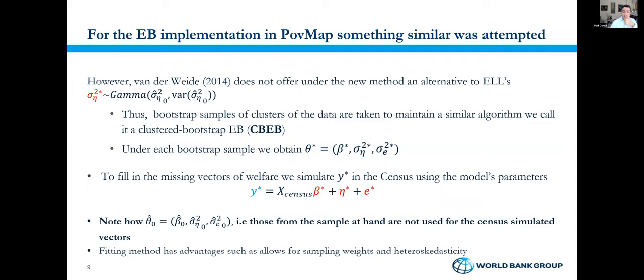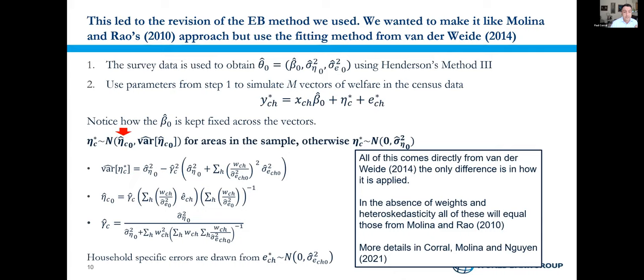It allows for sampling weights and heteroscedasticity. And so we wanted to keep that, right? And so this led to the revision of the EB methods we used. And I'm really sorry for putting all of this math in here. Ignore it. You can read about it in the paper. What really matters here is the fact that the error, this is the big difference here where I have the red arrow. That is the big difference to ELL.